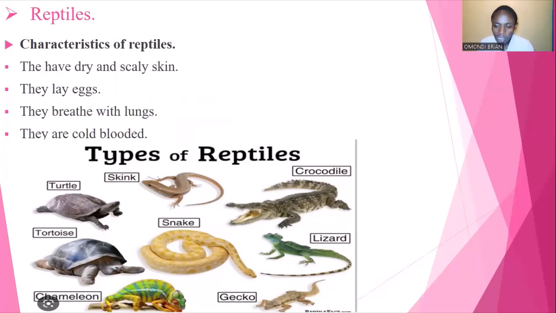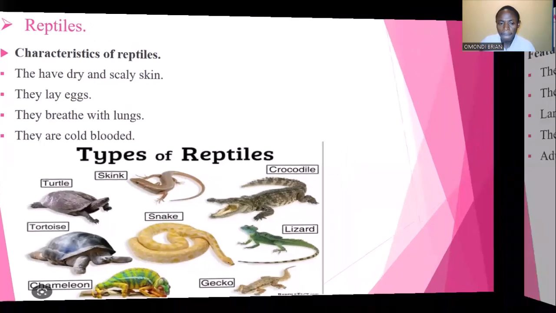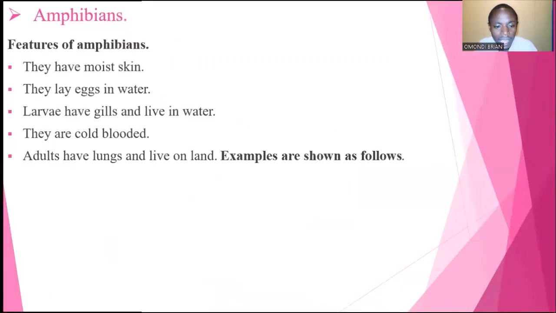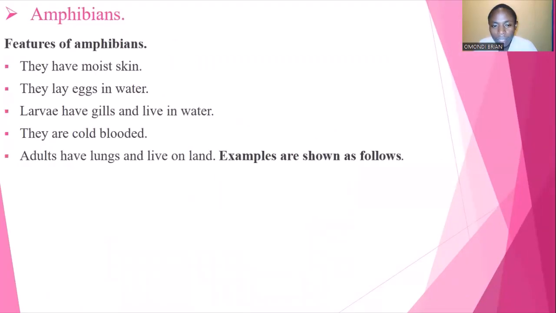These are the common examples of reptiles. We have turtle, skink, snake. Snake is a reptile. Crocodile has a scaly skin, which is also dry. We have lizard, gecko, chameleon, and many more types of reptiles.